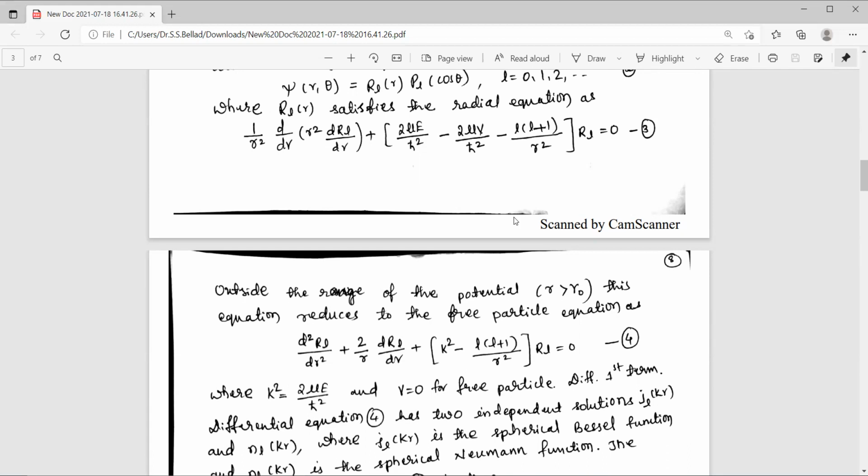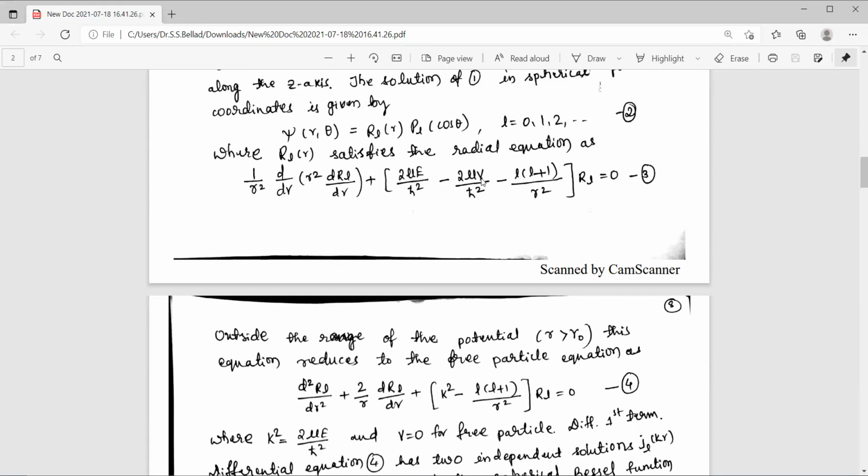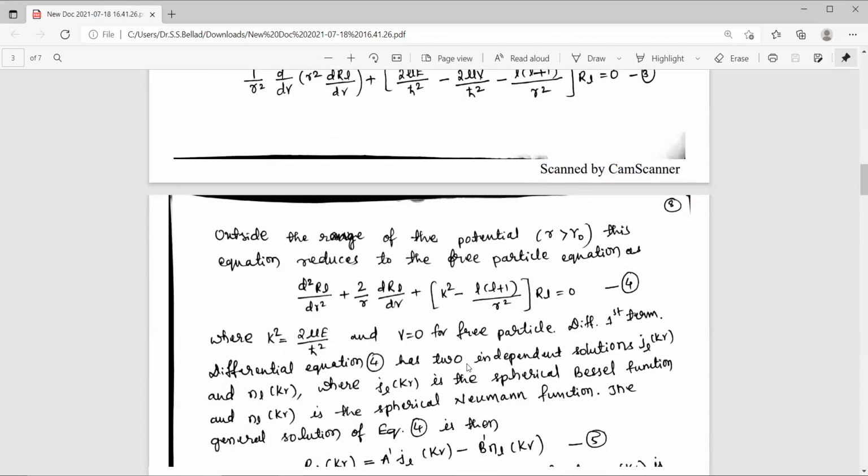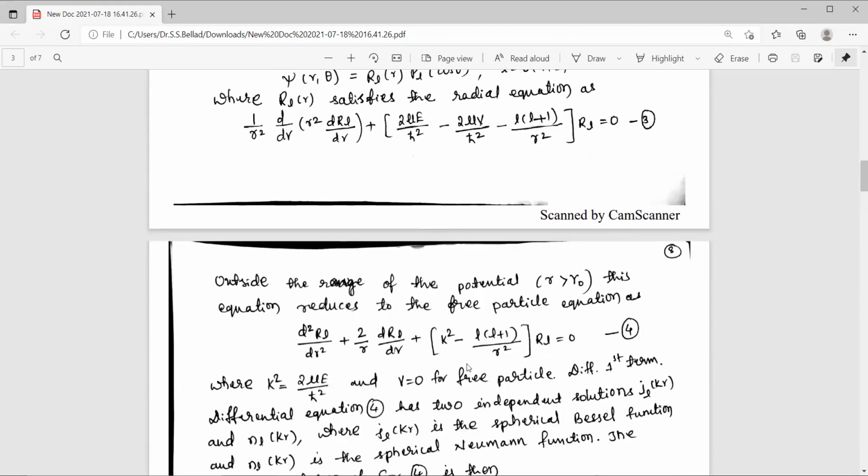And that is why we have kept V equal to 0 in equation 3, where V is the potential. Since the particle is outside the range of that potential of the sphere, there is no interaction, and hence this particle can be treated as a free particle. And for a free particle, this potential is 0. So that is why this term goes to 0, and this term we have written as k square. K square is equal to 2 mu E upon h cross square, and we have set V equal to 0 for the free particle case. And the first term is differentiated and written here. So we got equation 4.